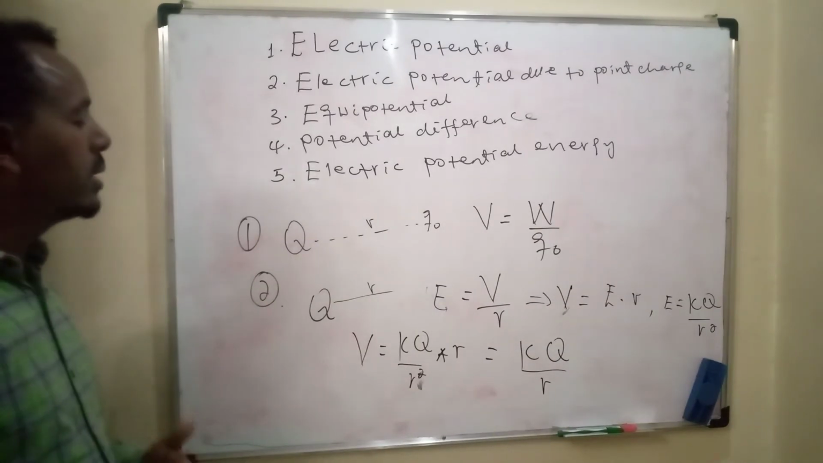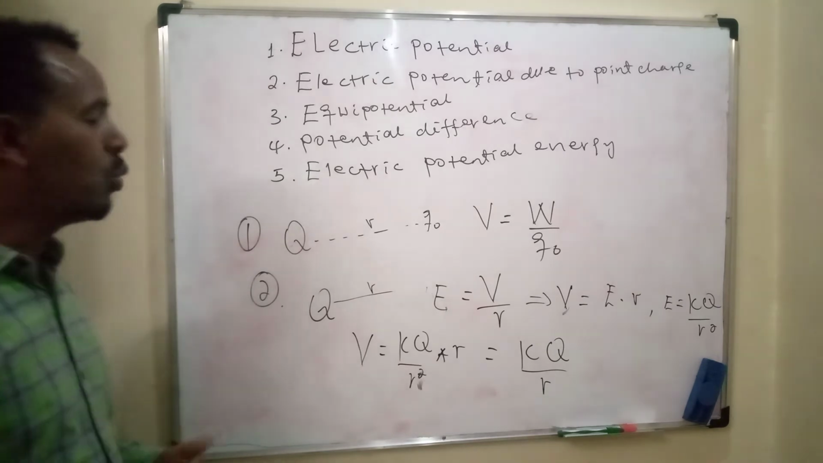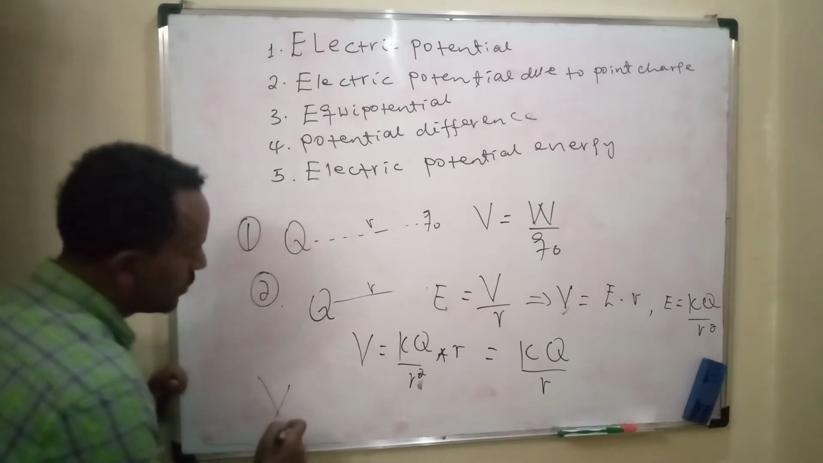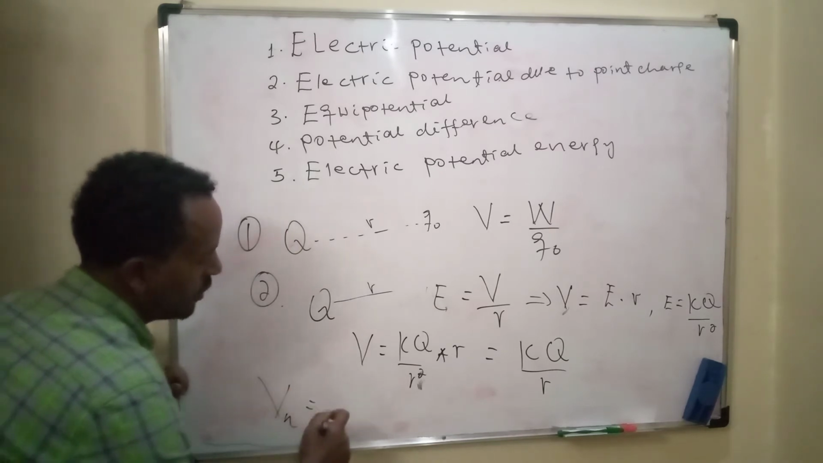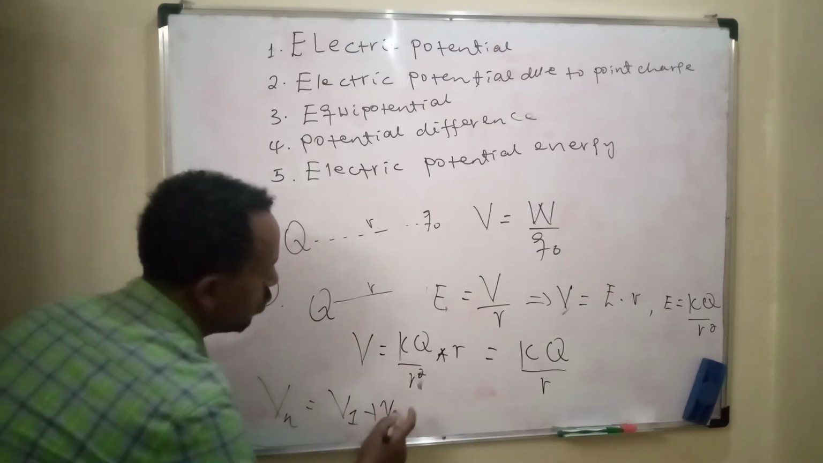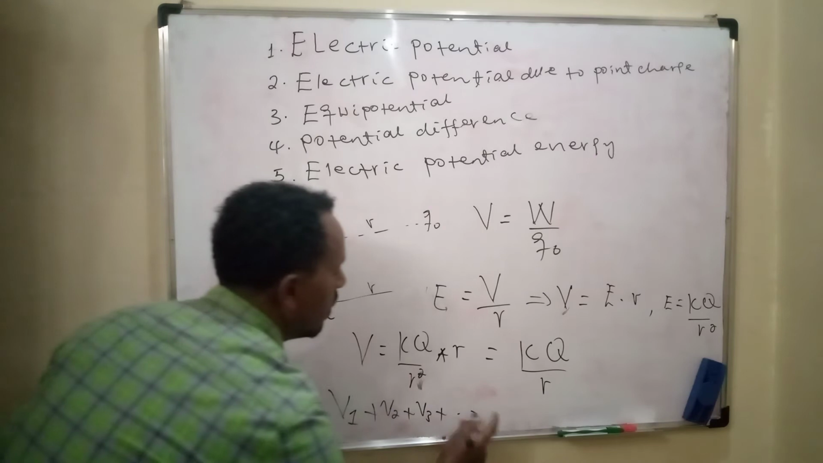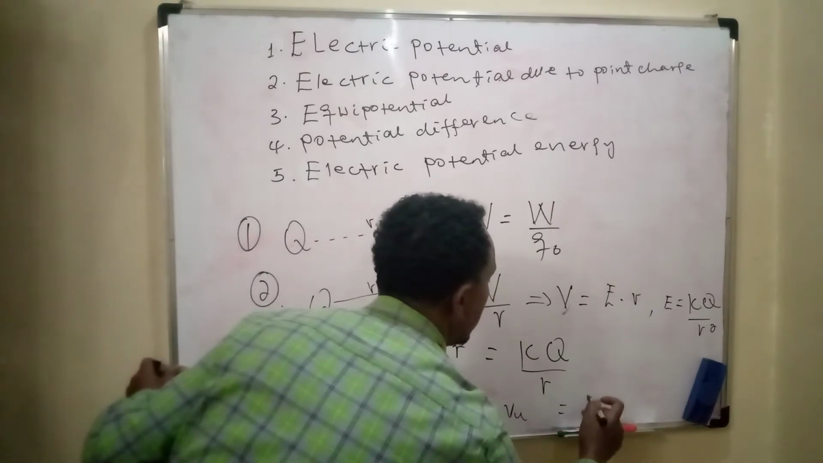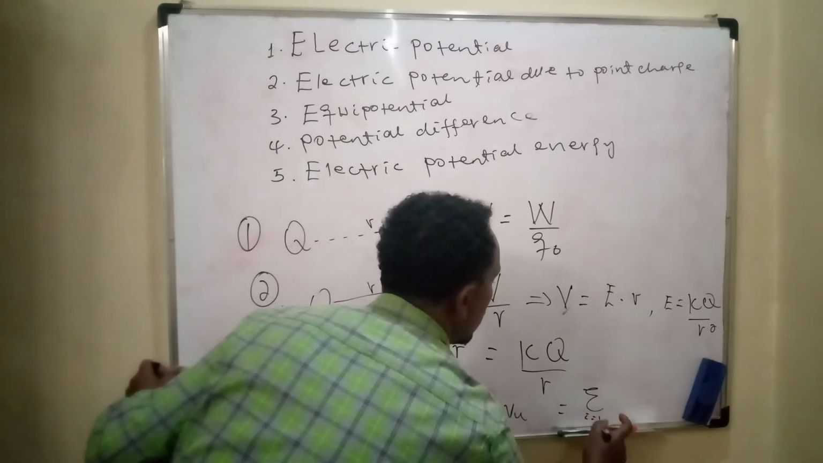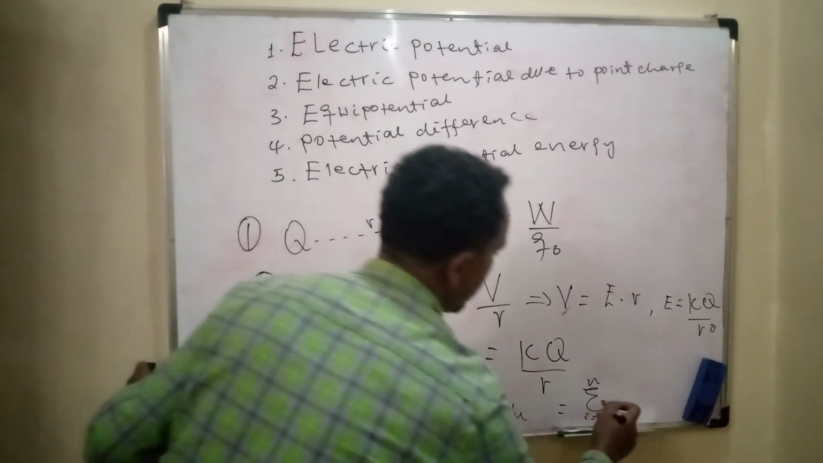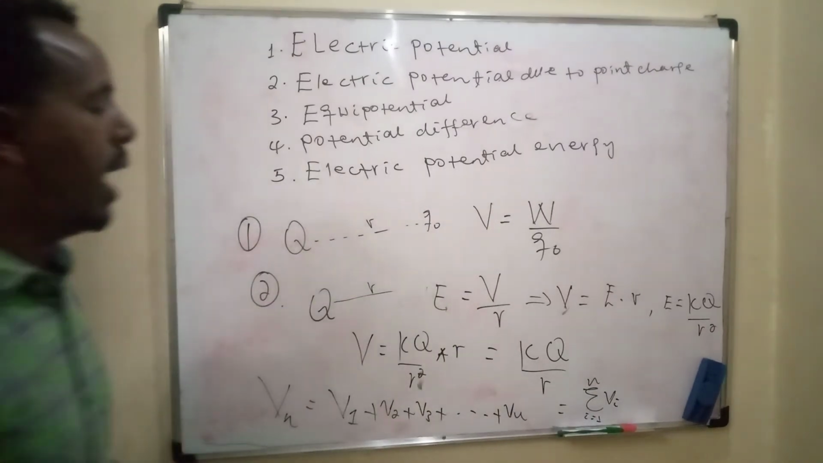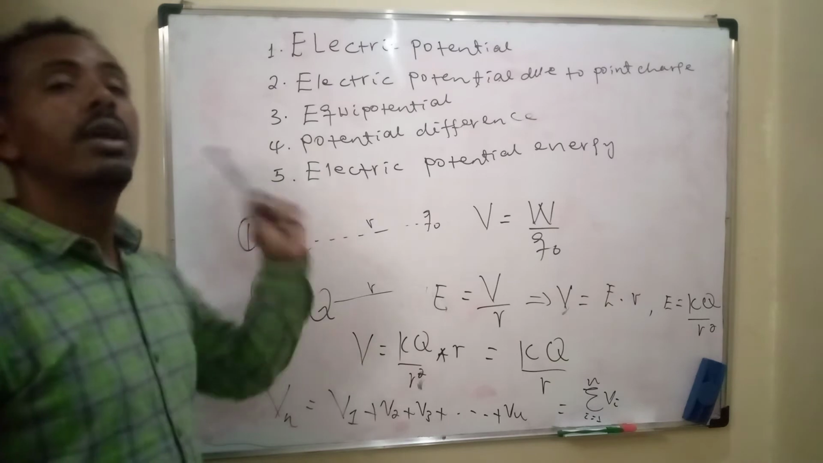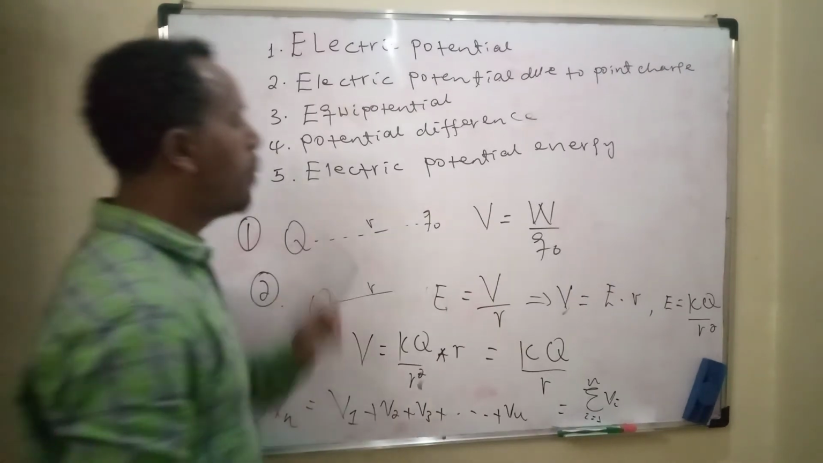For any number of charges, since electric potential is a scalar quantity, the electric potential for any number of charges is equal to V1 plus V2 plus V3 plus up to Vn. Finally, this is equal to the sum of V of i, with i equal to 1 to n. Good. This is absolute potential, or the electric potential due to a point charge.